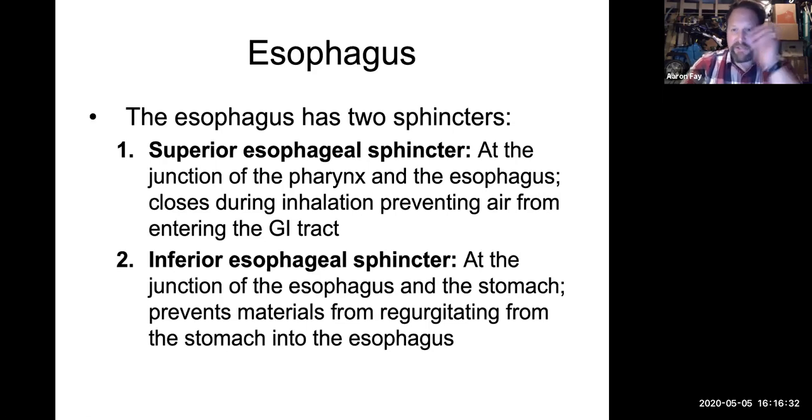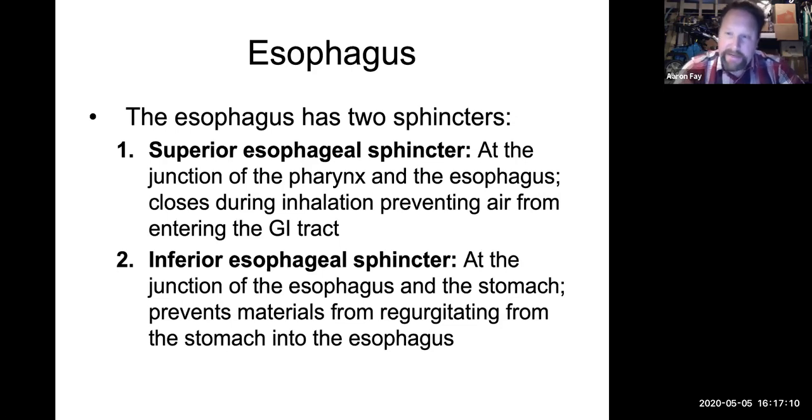So the esophagus has 2 sphincters, or just little muscular valves that allow it to close. You have the superior esophageal sphincter, which is found at the union between the pharynx and the esophagus. Its main purpose is to avoid ingesting air. You don't want to be swallowing large amounts of air while you're eating your food. If this structure fails to do its job, you'll end up burping a lot.